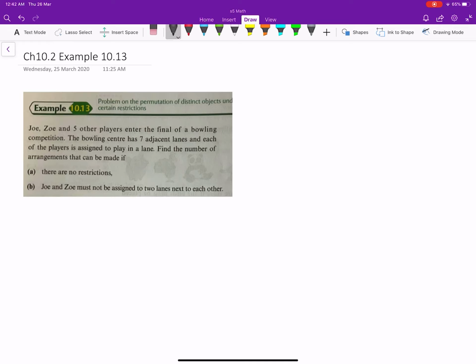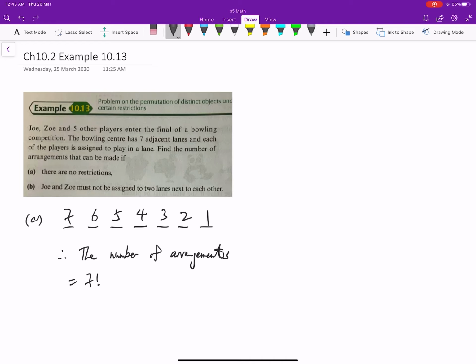After we learn several lessons, I think you should be familiar with arrangements. Just imagine you have 7 players and they can choose any lane, right? So you get 7, 6, 5, 4, 3, 2, and 1. So the number of arrangements will be 7 factorial. So we get this answer easily.